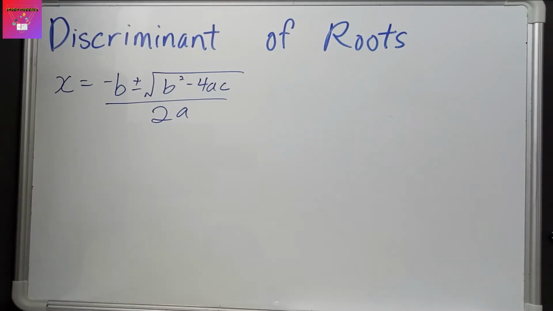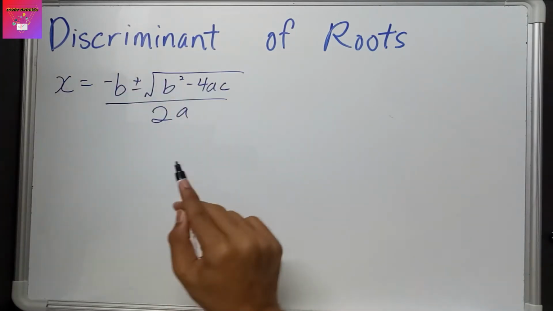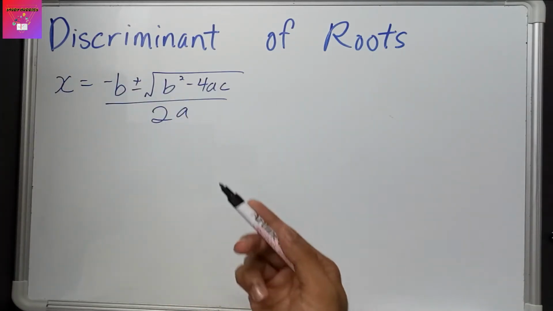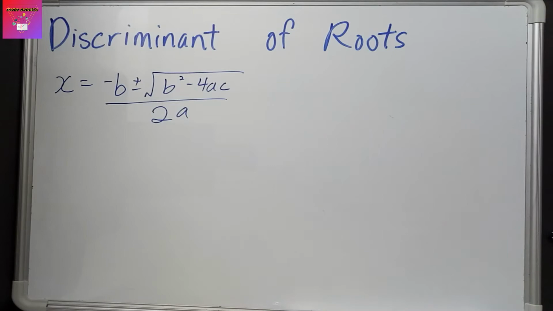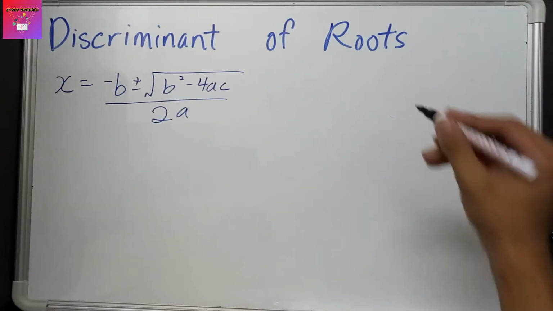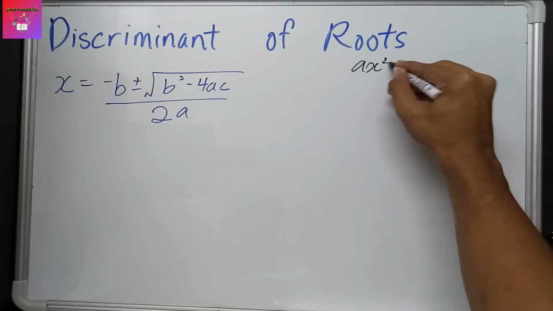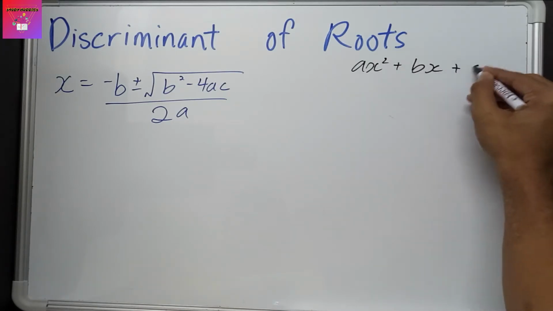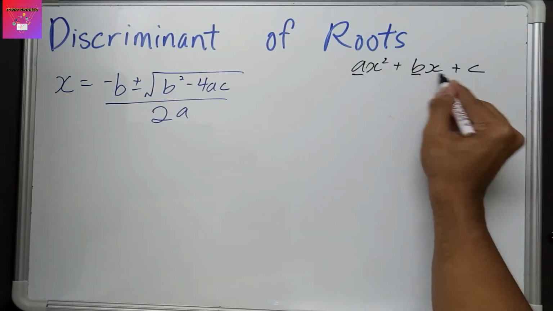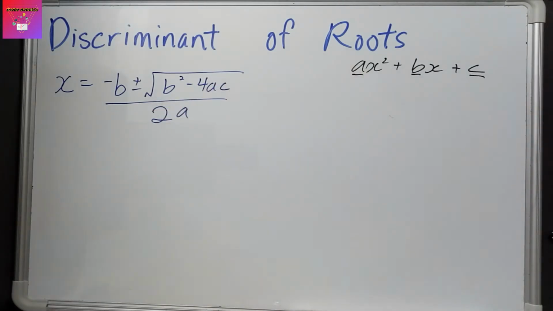So let's begin. If you look at this formula, I think you by now would have been familiar with it. Yes, this is the quadratic formula which we use to find out the value of x whenever given a quadratic equation of ax squared plus bx plus c. So how do we find out? We take the values of a, b and c and we substitute inside this equation.